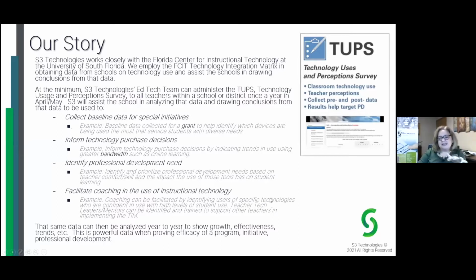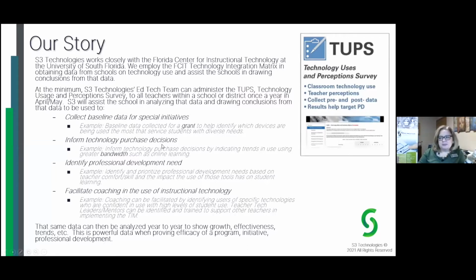We use it to collect baseline data, especially for grant writing or funding. So you can say, this is where we are, this is where we want to be. And then you can actually show that in data, which grant organizations love, when you can show that you're using the money the way you intended to, and that there were actually results. It's very hard to show that professional development is working.